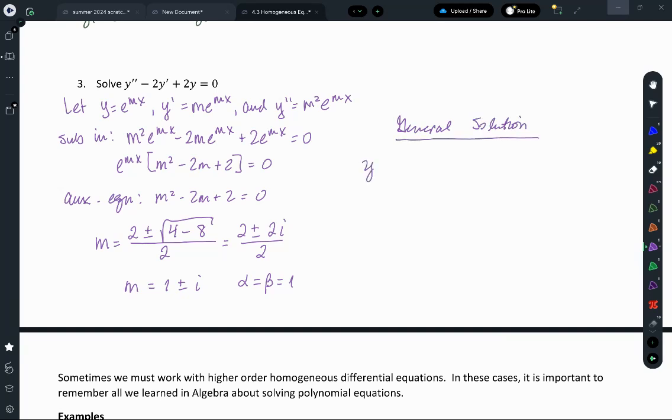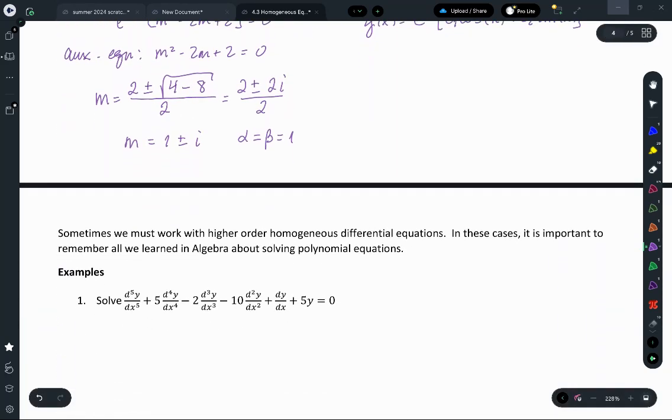And it is that y of x is equal to e to the alpha x. Alpha is 1, so it's just e to the x, times c1 cosine of beta x, but beta is just 1, so this is just cosine of x, plus c2 sine of beta x. So again, it's just x. And that's it. That's all we do. We're done with that one.